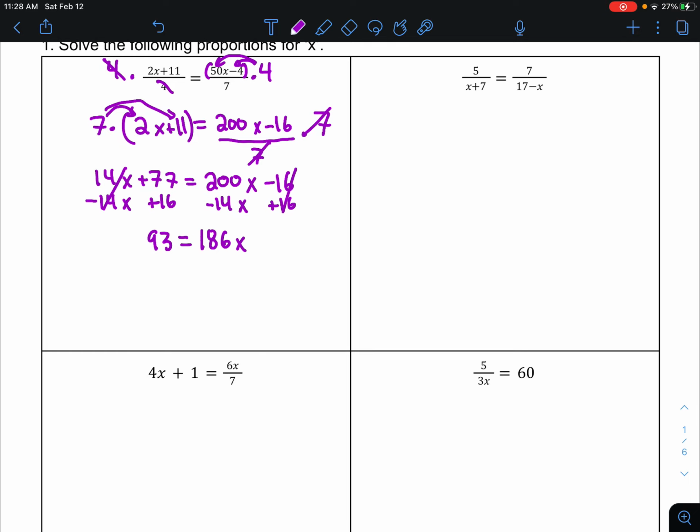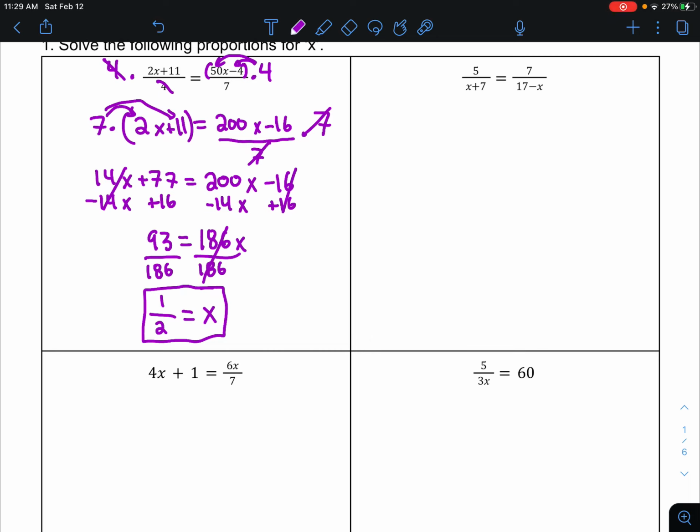I want to isolate x, so I'm able to divide both sides by 186. And 93 divided by 186 is 1/2. They have a common factor of 93. So we are able to solve and find that x is equal to 1/2. Big idea from that problem is we wanted to clear our denominators, get all the x's together, and then isolate for x. Our second problem is similar, except this time x is in the denominator.